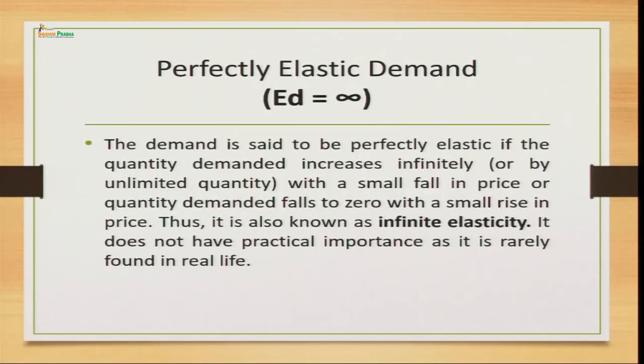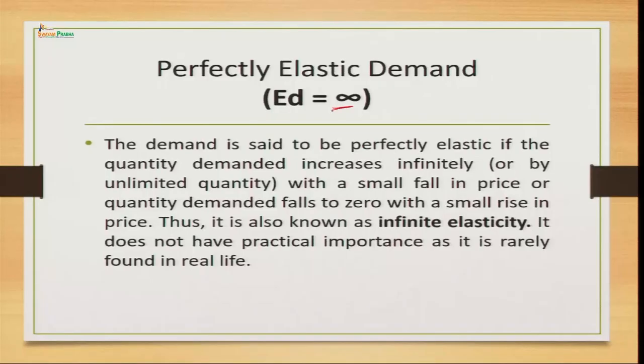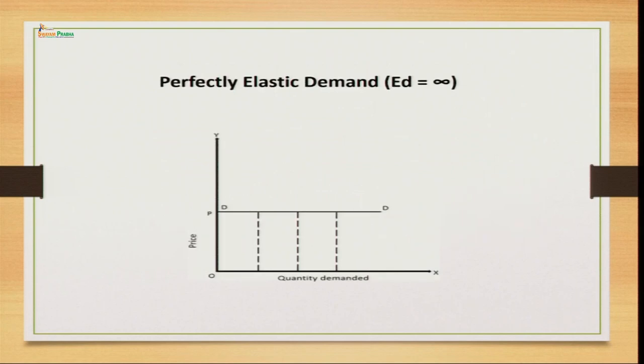So let us start with the very first point, where we are going to understand perfectly elastic demand. Perfectly elastic demand is the case where even if there is no change in the price, a lot of change is caused in the quantity demanded, and that is why we denote perfectly elastic demand with infinity. Here your elasticity will be infinite. Demand is said to be perfectly elastic if the quantity demanded increases infinitely, or by unlimited quantity, with a small fall in price, or quantity demanded falls to zero with a small rise in the price. This is known as infinite elasticity. So this is the case of perfectly elastic demand, and this is how we represent it on the graph.